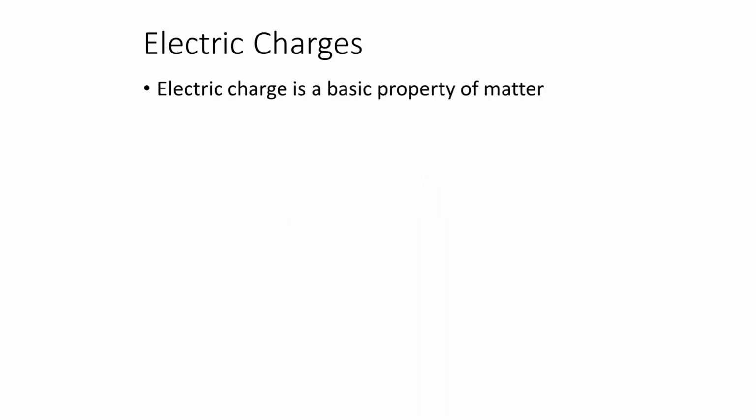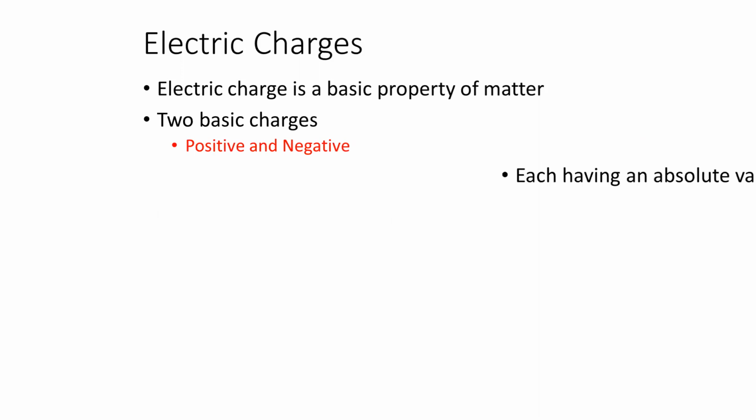Electric charge is a basic property of matter. Basically, for electric charge, matter experiences a particular force, either an attractive or repulsive force, due to bringing another charged particle close to it. Now, the classification of electric charge: there are two types of electric charge. One is positive, another is negative.